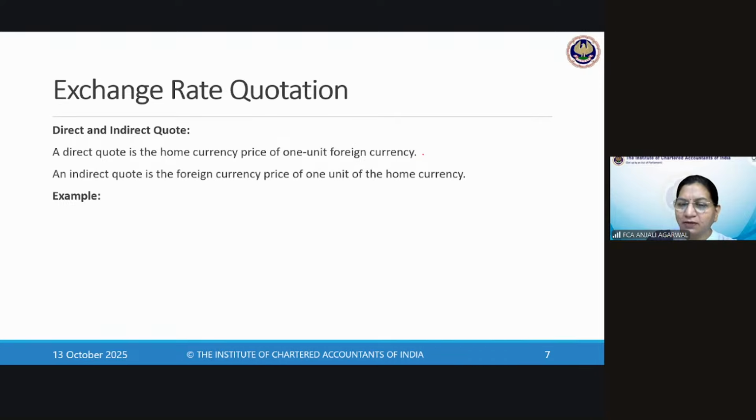For Americans, they are okay if they have to say that we have to pay 0.113 per rupee. So let's say for an Indian, rupee by dollar is, let's say, rupee by Swiss franc.